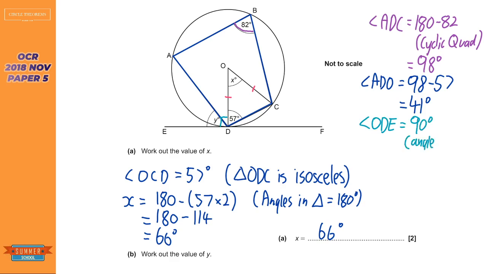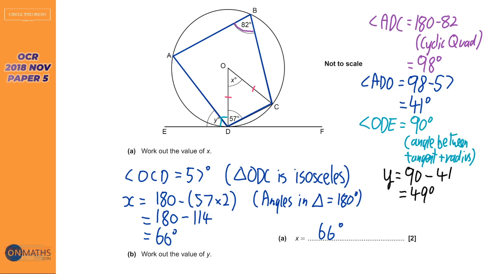Angle between tangent and radius, and therefore to find y, all we need to do is 90 degrees. In fact, let's just do 90, take away angle ADO, so that's 41, and that would be 49 degrees. So a lot of working out there.